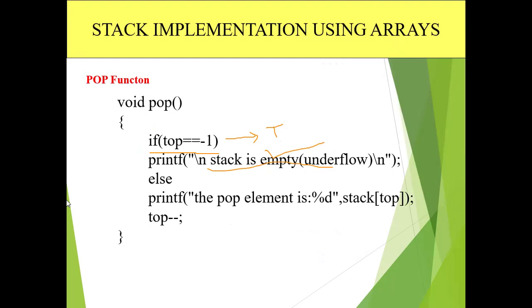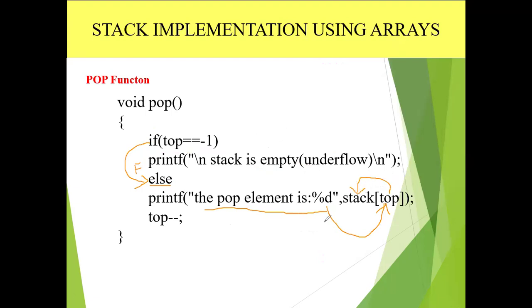Take the next case. Now this condition becomes false. When the condition becomes false, it executes the else part. When it executes the else part, it simply displays a statement like pop element is %d. Whatever element is stored at the top of the stack, that element will be deleted.